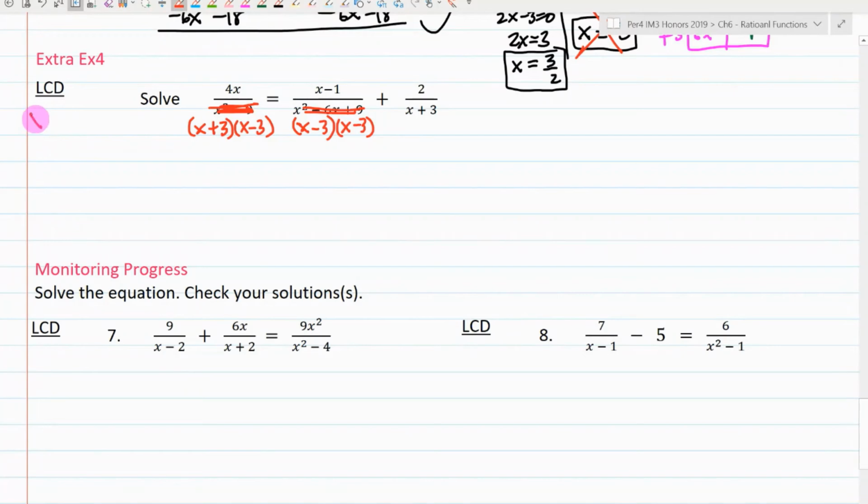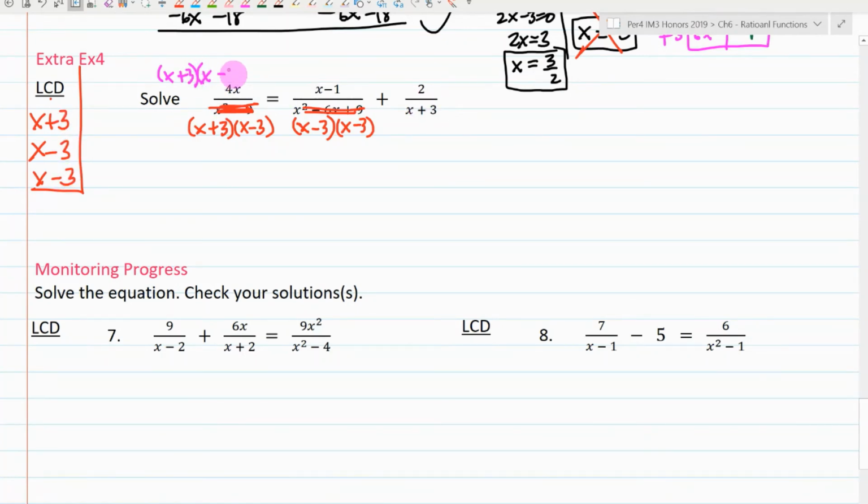In this case, my LCD is x plus 3, x minus 3, x minus 3. The reason I have to have x minus 3 twice is because it occurs twice in this fraction. And if I don't write it twice, then I'll never be able to cancel the denominator, and we need to be able to cancel all of the denominators. So it's going to be a tight fit up here. So we have to multiply all 3 of these by all 3 terms. So there's going to be 9 of these up here.